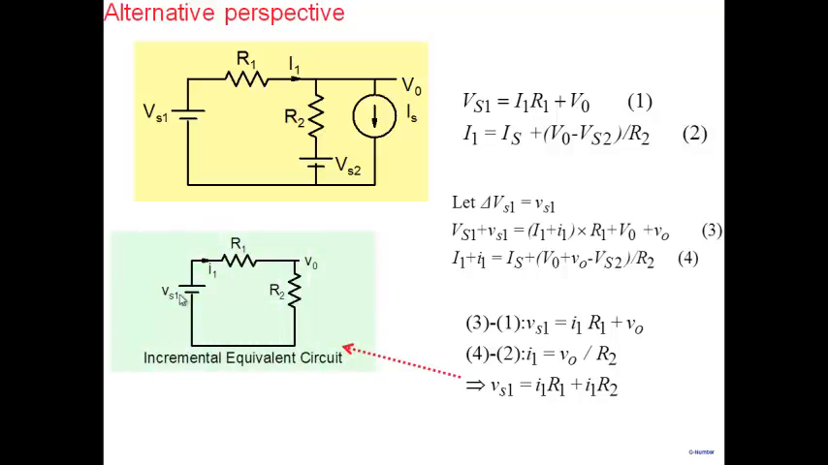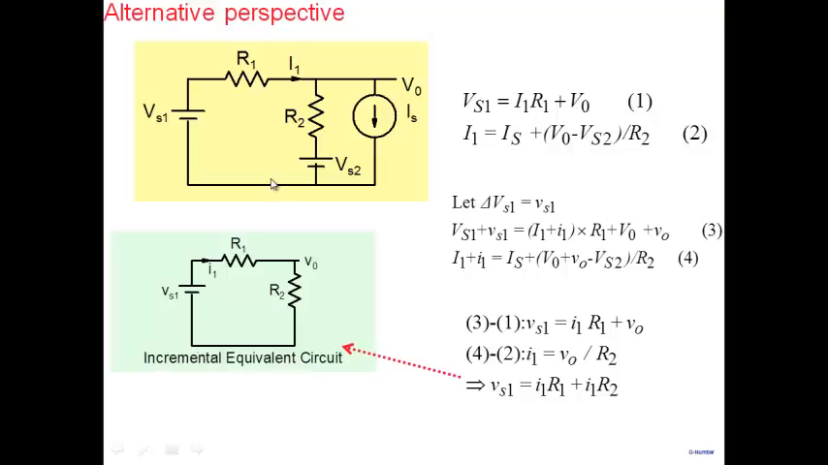These equations basically come from this circuit. What is the thing about this particular circuit? This circuit is talking about increments. Increments in current, increments in voltage, increments in this. So we call such a circuit an incremental equivalent circuit.